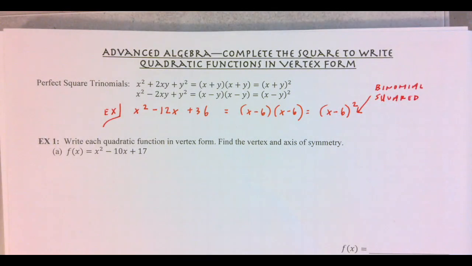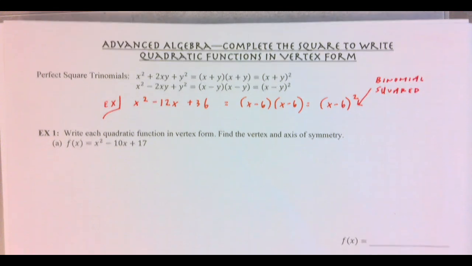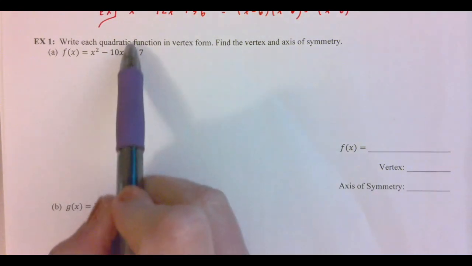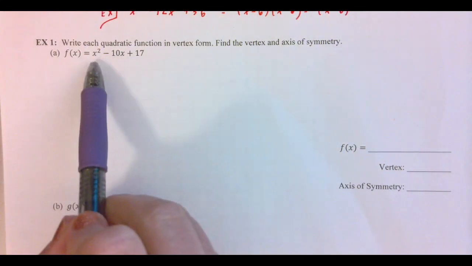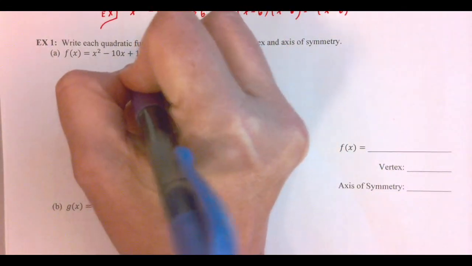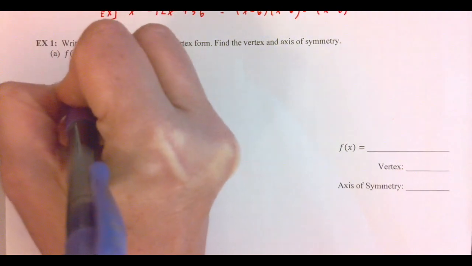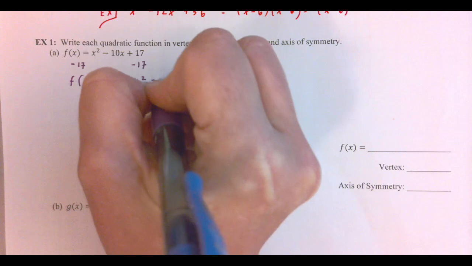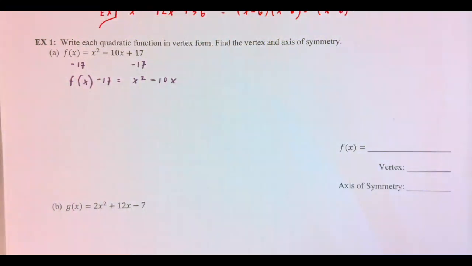All right, so now I'm saying write each quadratic function in vertex form. Find the vertex and the axis of symmetry. So right now, when I'm completing the square, I want the two terms with an x on the same side. So I'm going to go ahead and subtract away 17 from both sides. So f of x, which is the same as y, minus 17 equals x squared minus 10x.